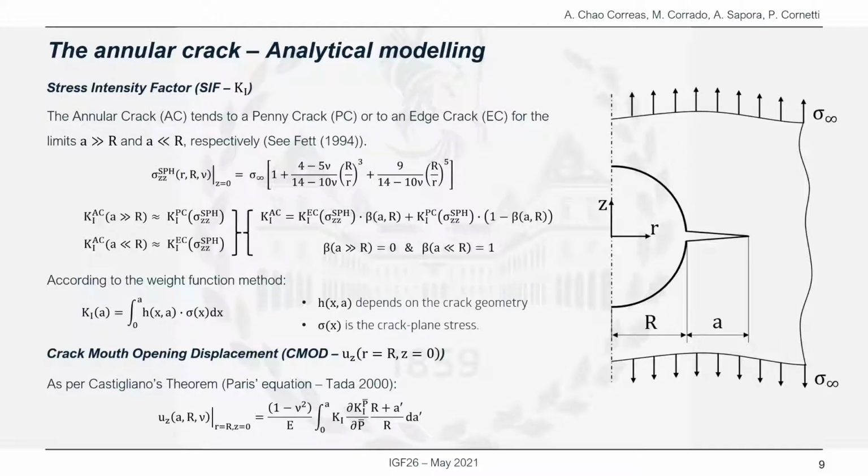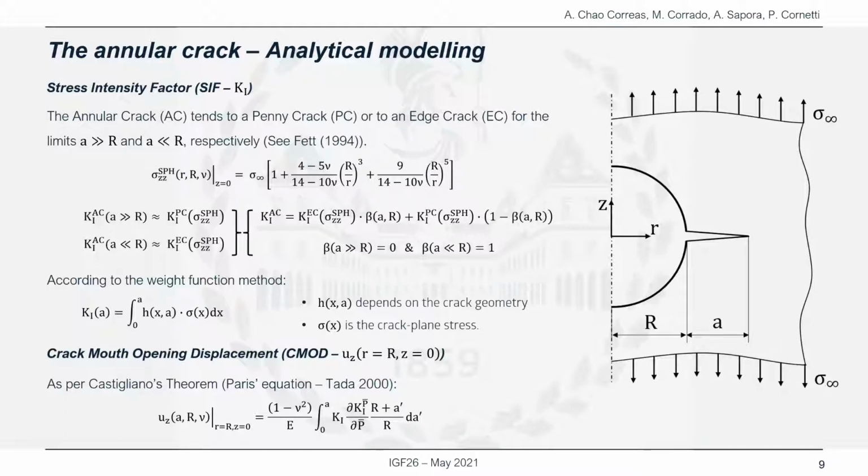These fundamental solutions might be obtained through the weight function method, as was done in the work by Theo Fett in 1994. Then these solutions are interpolated with a proper function, beta, that complies with the limit cases. In this case, beta, when a is much larger than R, has to tend to 0, and beta, when a is much smaller than R, has to tend to 1.